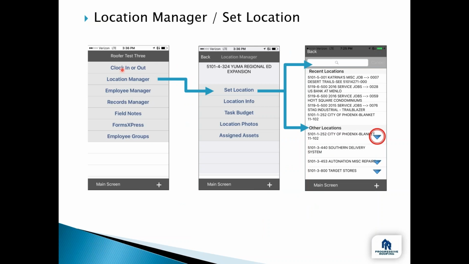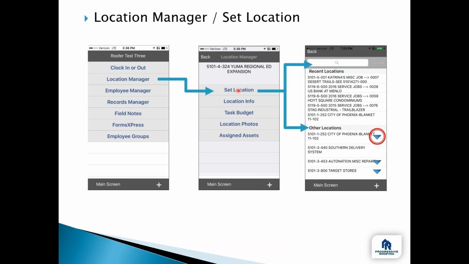All right, we're going to move now from the clock in or out manager down to the location manager. Now the location manager has 5 sub-menu items: set location, location information, task budget, location photos, and assigned assets. So first, we are going to take a look at set location.